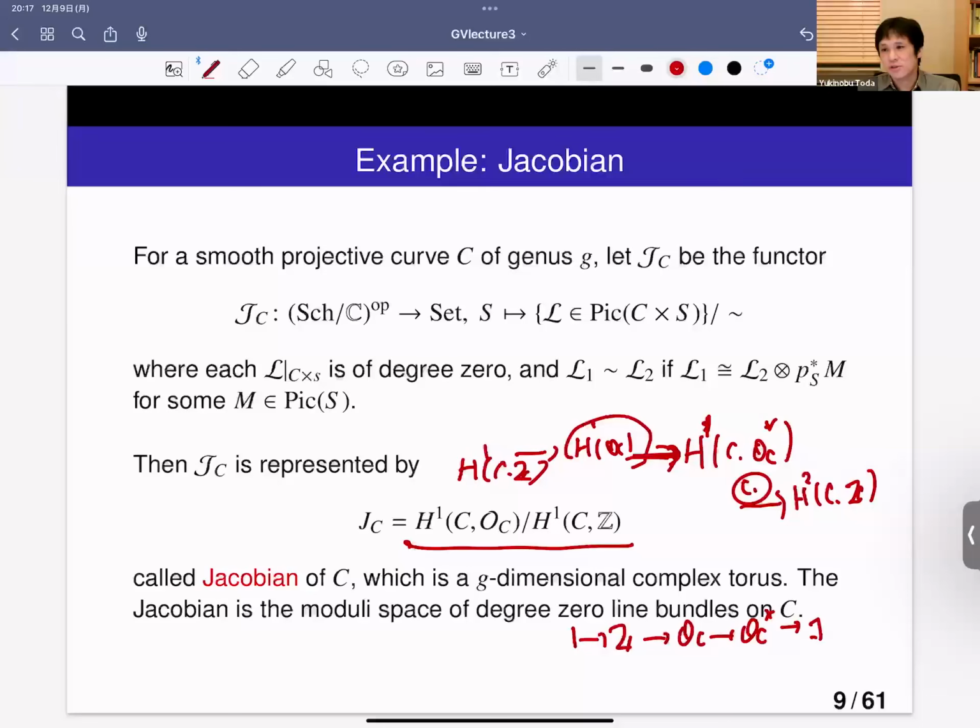And when g is 1, then H^1(O_C) is just one-dimensional, and the Jacobian is isomorphic to the original elliptic curve itself. In general, this is a g-dimensional complex torus, which is known to be an algebraic variety. So this is a moduli space of degree 0 line bundles on this curve C.